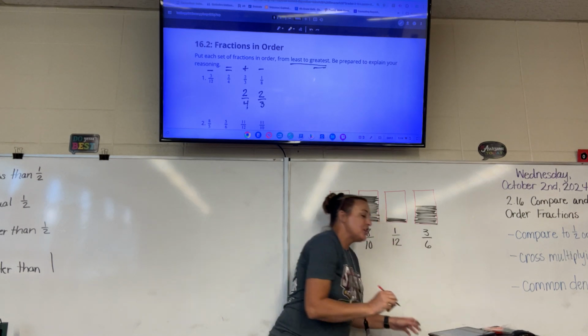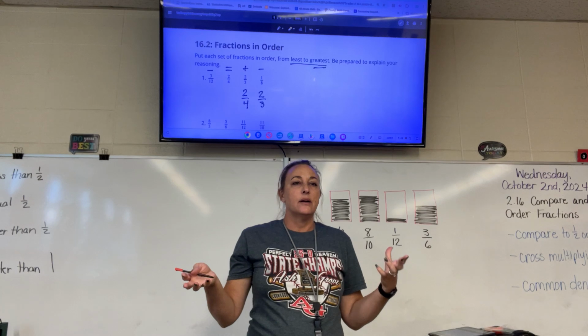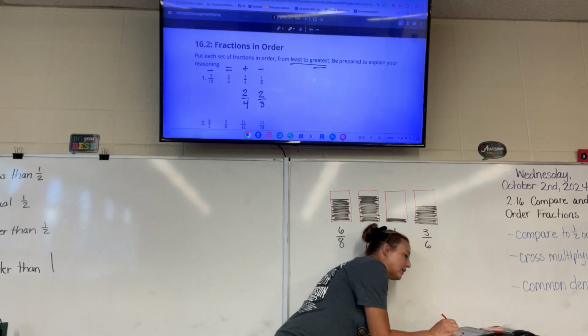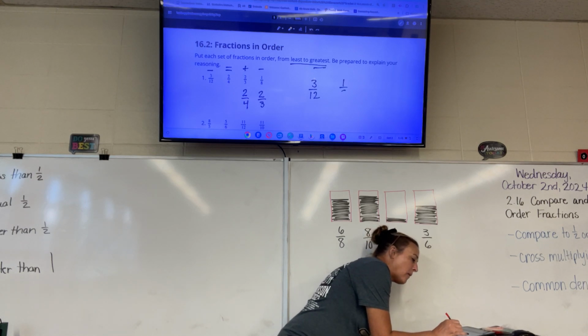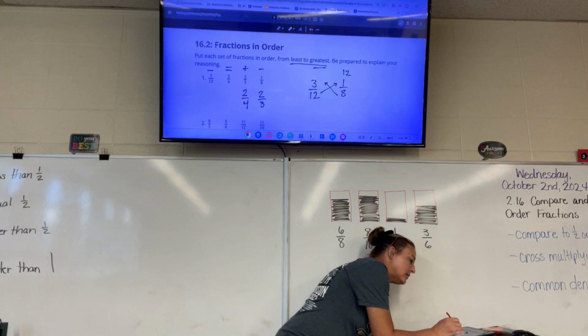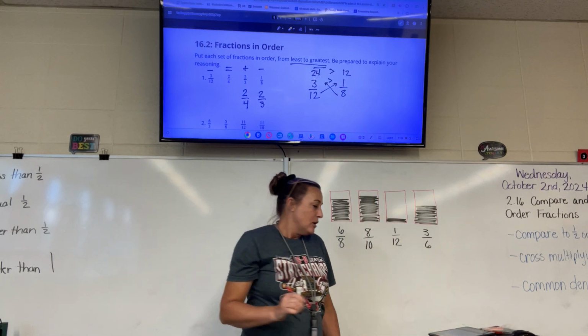And then I've got 2 that are less than half. How can I figure out which is bigger? Cross multiplying. So I want you guys to come over here and write down 3/12 and 1/8. And then we're going to cross multiply. 12 times 1 is 12, and 8 times 3 is 24. 24 is bigger than 12. So that means 3/12 is bigger than 1/8.